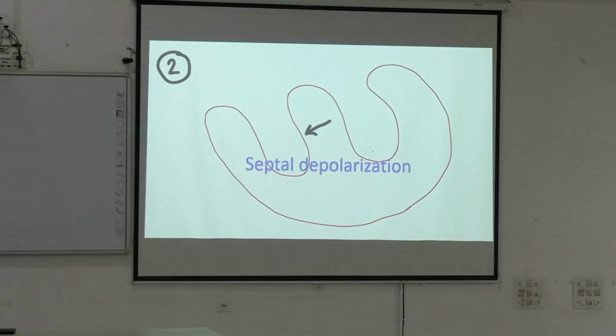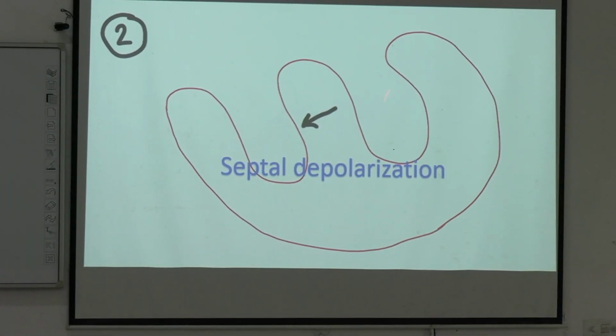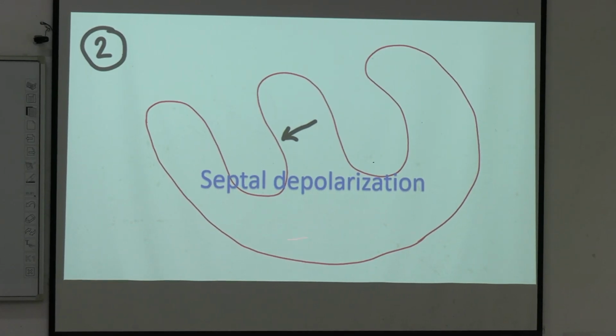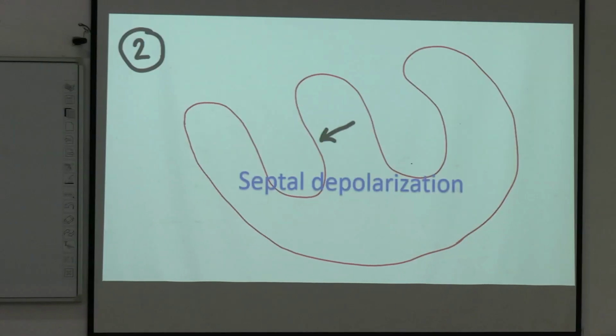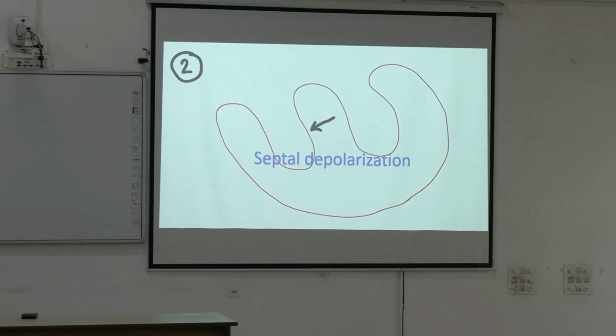I have not drawn atria over here. You can see only the ventricle. This one is the right ventricle, this one is the left ventricle. This is the left ventricular free wall, this is the right ventricular free wall. And this one is the interventricular septum. It's a thick muscle, right? So this interventricular septum is depolarized from left to right.